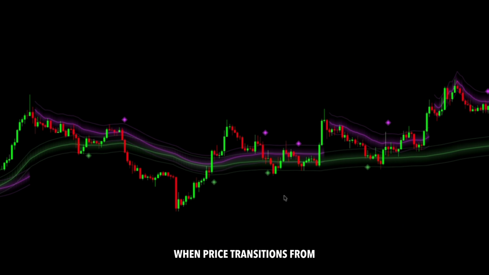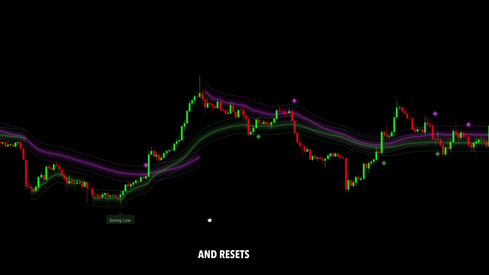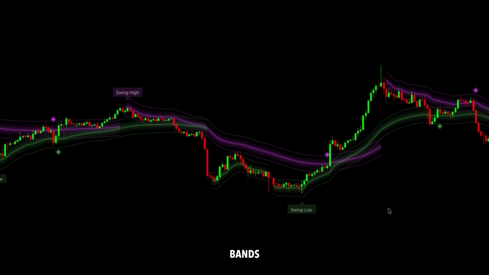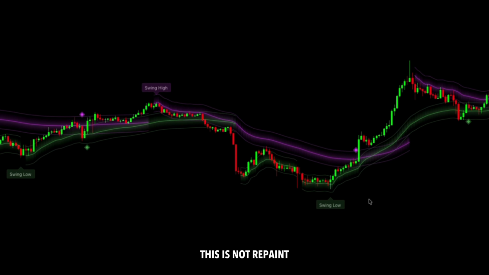When price transitions from forming highs to forming lows or vice versa, the direction flips. The system recognizes this and resets to start forming new swing-based bands. This is not repaint, it is adaptive structure recognition. And each confirmed swing is marked directly on the chart, giving you clear structural context.